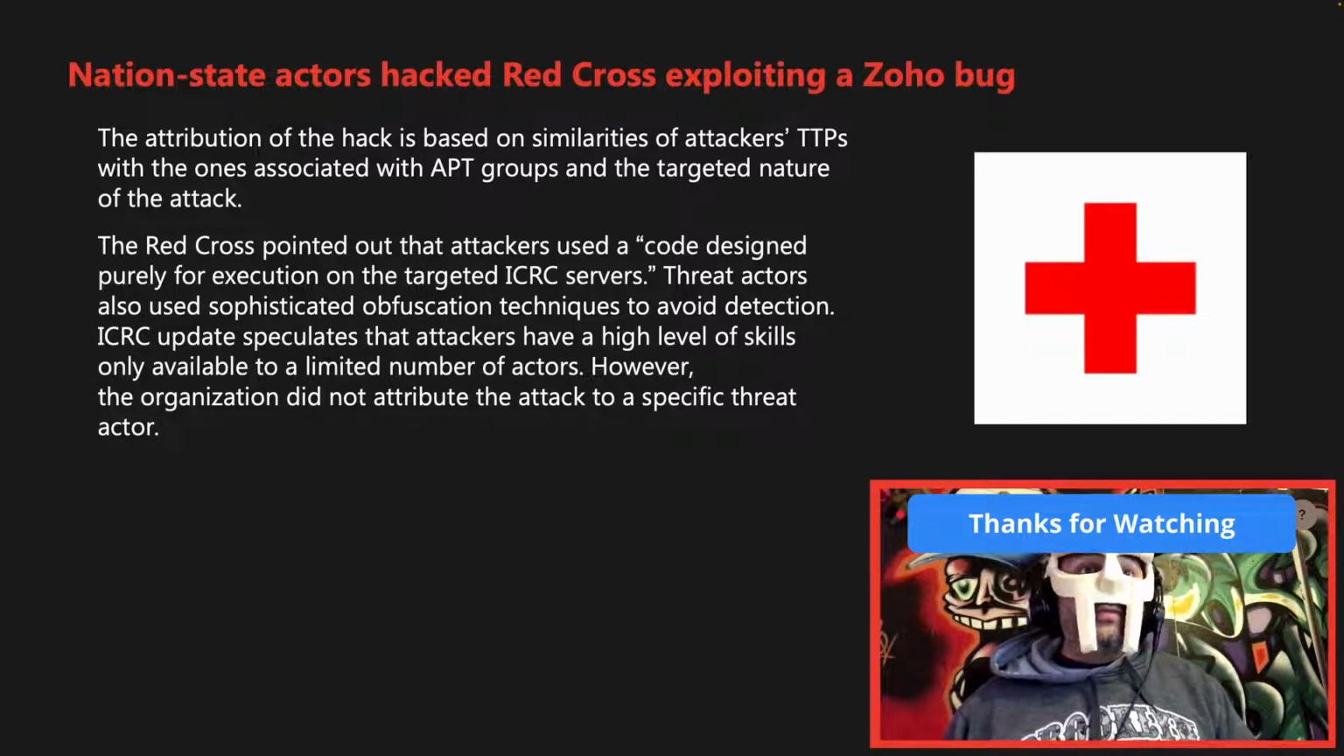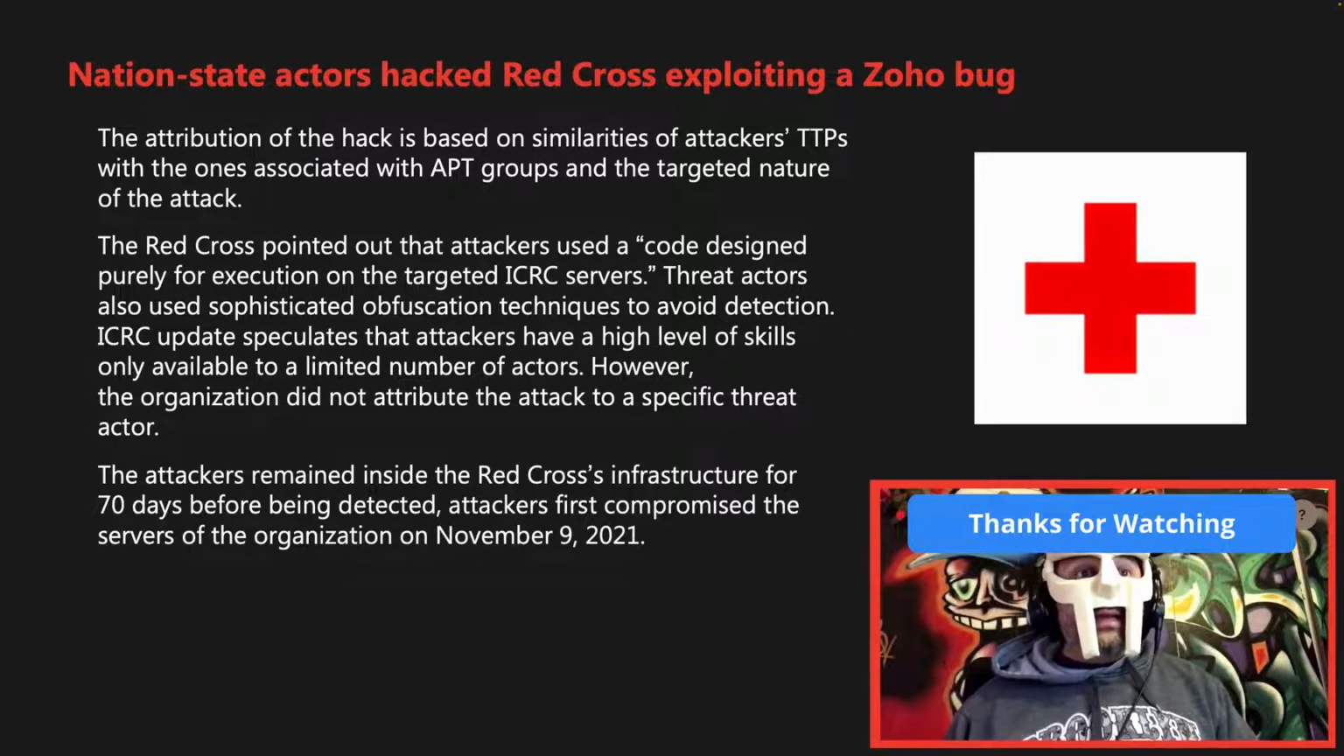The Red Cross pointed out that attackers used a code designed purely for execution on the targeted ICRC servers. Threat actors also used sophisticated obfuscation techniques to avoid detection. ICRC update speculates that attackers have a high level of skills only available to a limited number of actors. However, the organization did not attribute the attack to a specific threat actor.